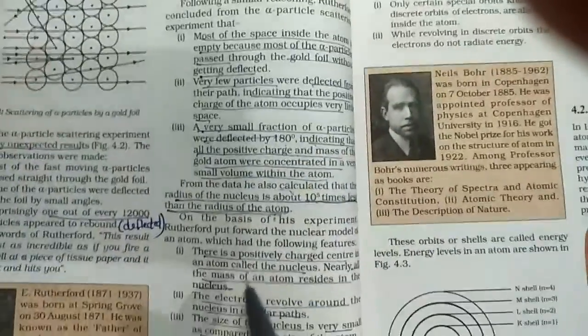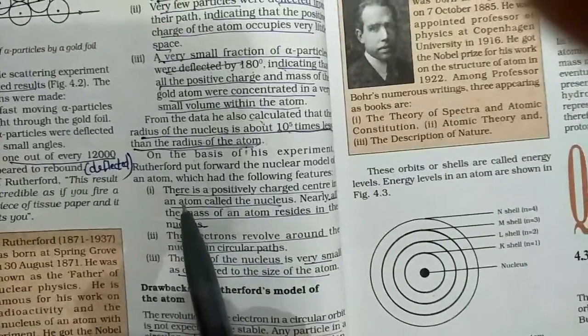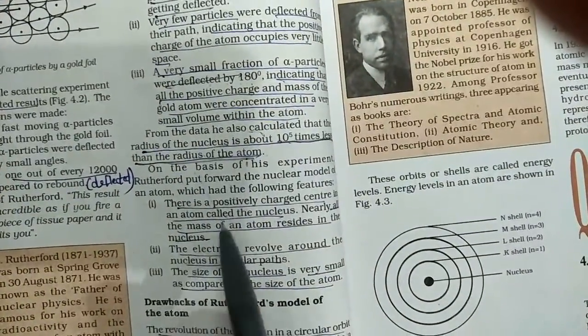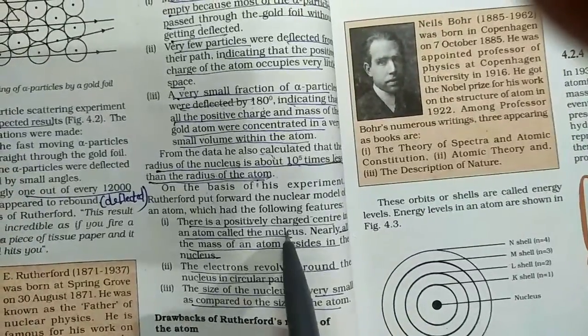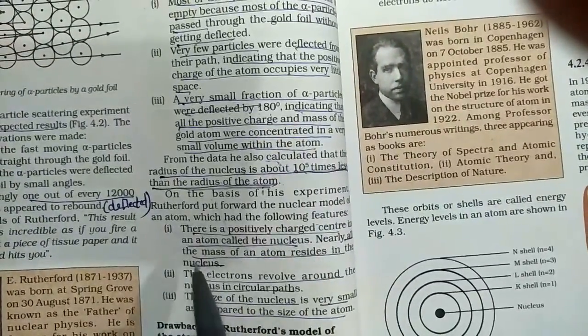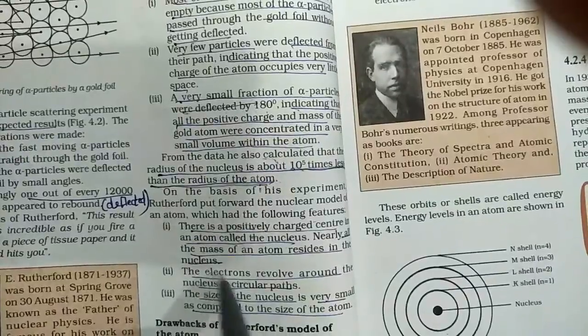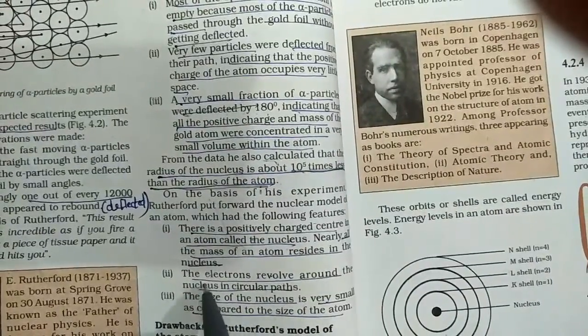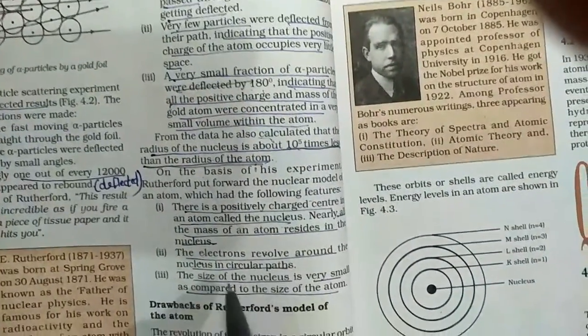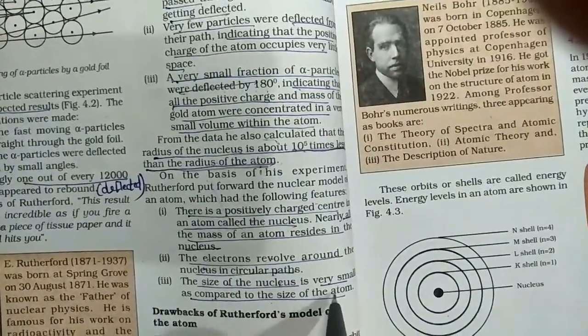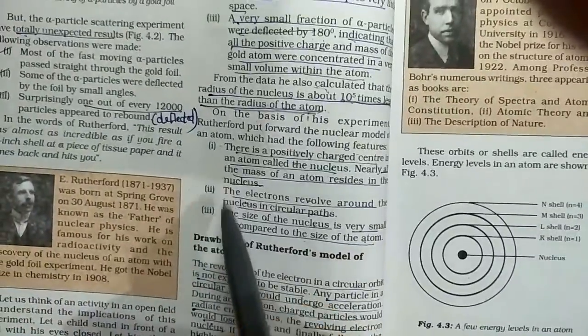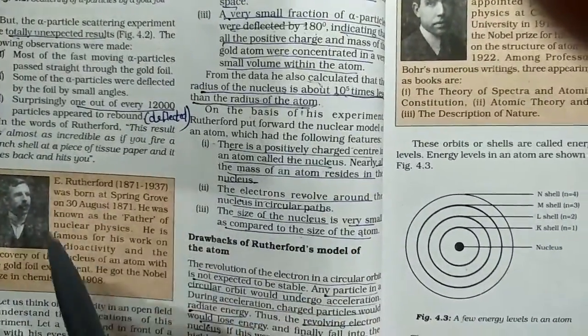So on the basis of this experiment, he had 3 features. That there is a positively charged center in the atom called the nucleus. All the mass of the atom resides in this nucleus. And the electrons revolve around this nucleus in circular paths. The size of the nucleus is very small as compared to the size of the atom. These were the features which he concluded from all his observations.